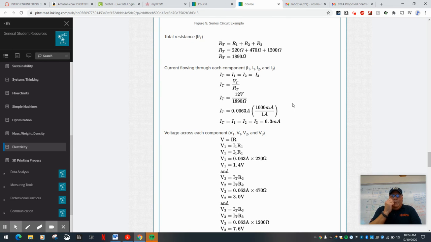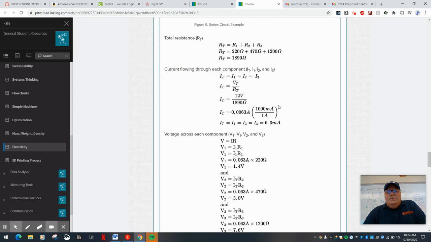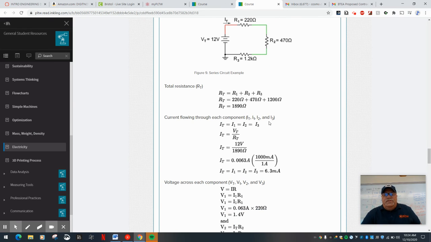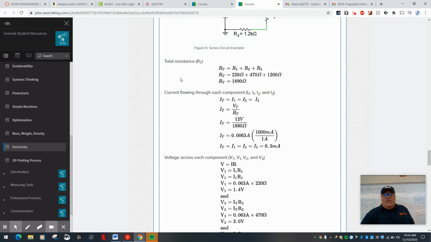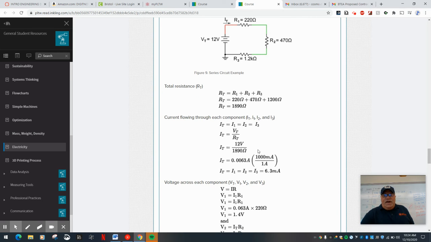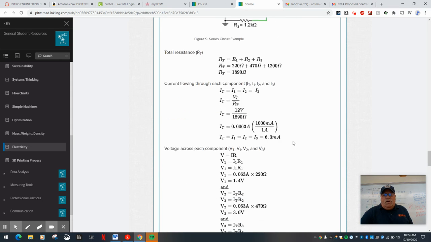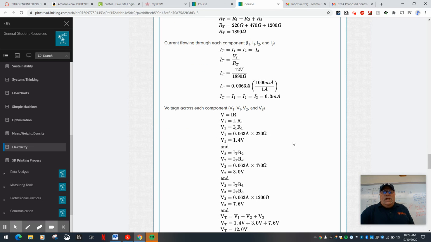In order to find the current flowing through each component, I1 equals I2 equals I3. So total current is equal to the total voltage divided by the total resistance, which is 12 volts divided by 1,890 ohms. Our total current is 0.0063 amps or 6.3 milliamps.